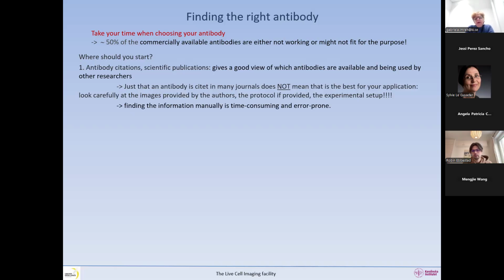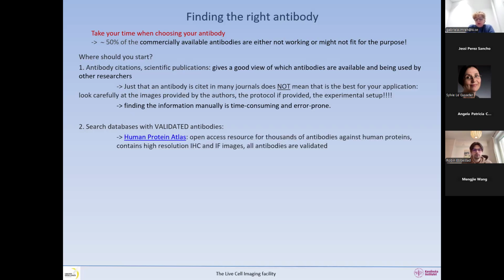And as I mentioned, finding the right antibody is very time consuming and sometimes error prone. So what could you do? Well, a good suggestion is to search the databases, first of all those with validated antibodies. One such database is the Human Protein Atlas, an open source database with thousands of antibodies against human proteins.